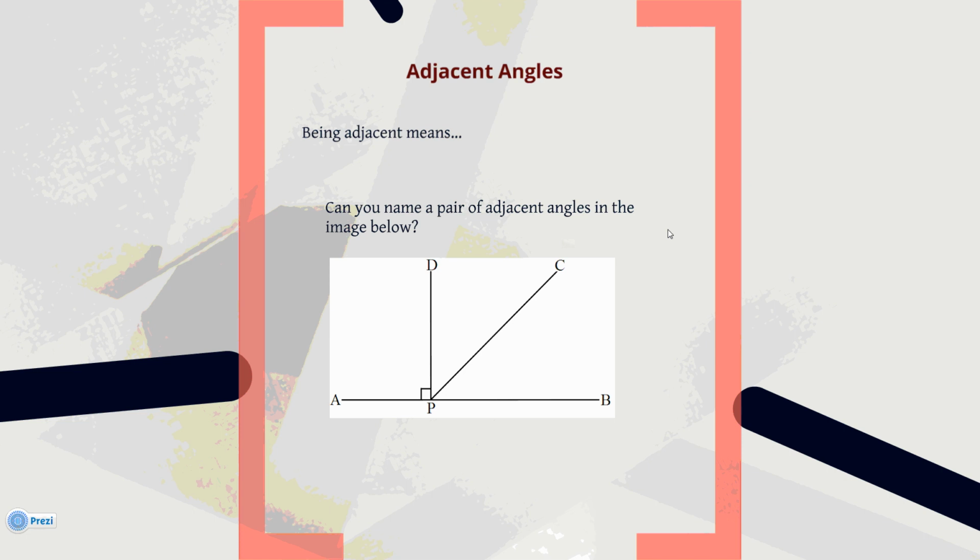Being adjacent means that they are next to each other. Adjacent angles are those, remember, that share a common side and a common vertex. A pair of adjacent angles in the figure below would be angle DPC and angle CPB. Find another example for some extra practice for yourself.